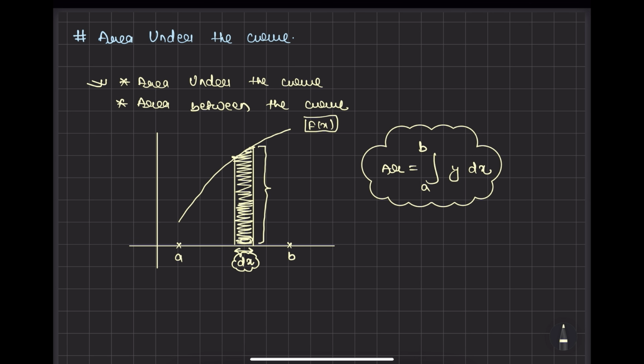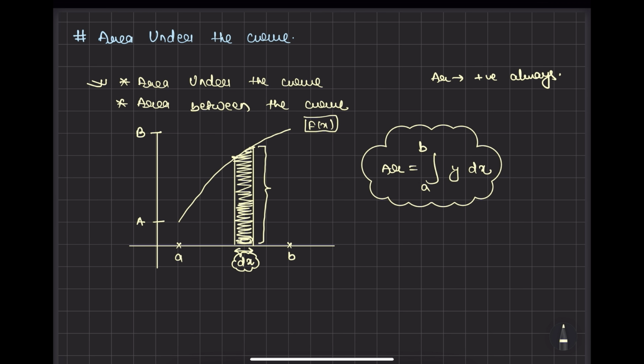So this is the area of the graph from a to b, and you should keep in mind that area will always be positive. Now look at this. Suppose I ask you to find the area from this to this, where this is A and this is B.